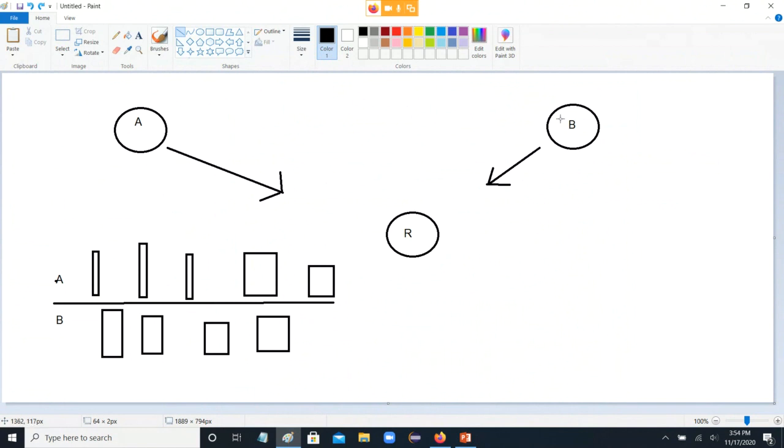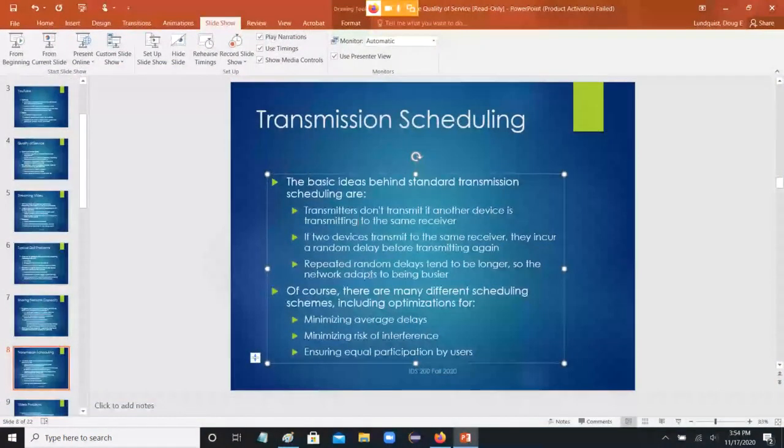going to wait. They're going to say, "Oh, B is talking to R. Don't be rude, I'm going to give B a chance to finish before I jump in and send my packet to R." Okay? And there's generally going to be some kind of slightly random delay before transmitting again.